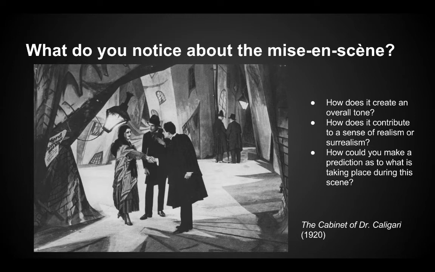So I'll model this first. I'll talk about what I notice in this still frame, and then I'll have you take a look at 2 other ones. So what do I notice about the mise en scène in this frame? First off, this is from a 1920 movie called The Cabinet of Dr. Caligari. It's actually a really famous movie from the German Expressionism movement. So when I'm looking at this, right, I want to think about the setting, I want to think about lighting, the costume and props, and then the behavior of the figures or the actors.